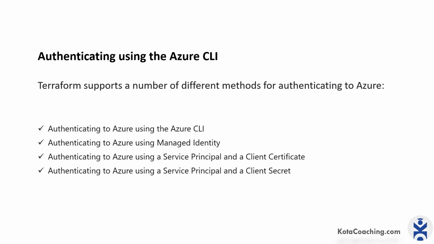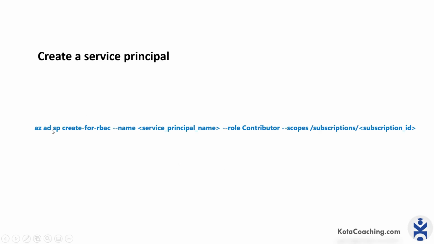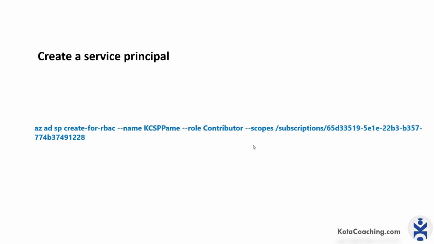Now let's create the service principal. Here you can see the command az ad sp create-for-rbac. In the placeholder for the service principal name, you put your desired name, and the role should be Contributor. In the scope variable, you need to pass the subscription ID. In the same format, I am giving the name as SPP name, the role as Contributor, and I have passed the subscription ID that I have in the Azure account.